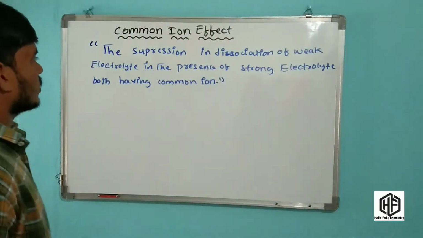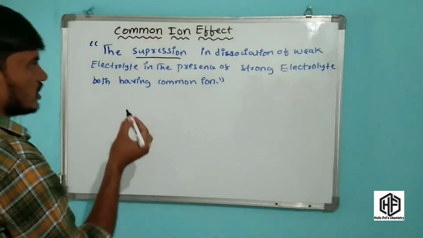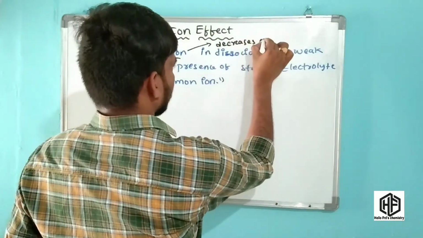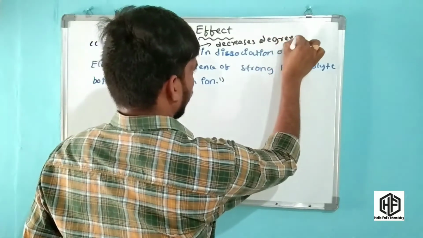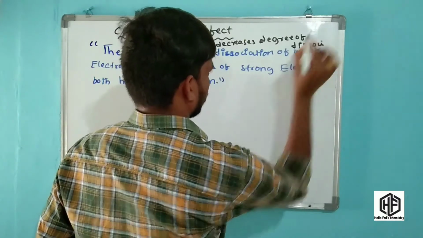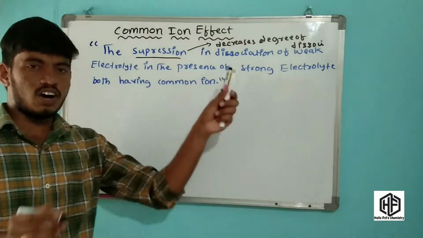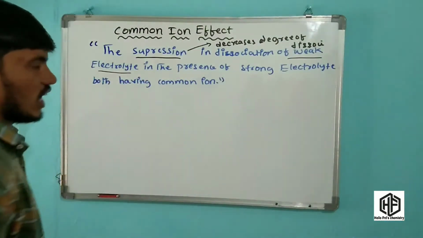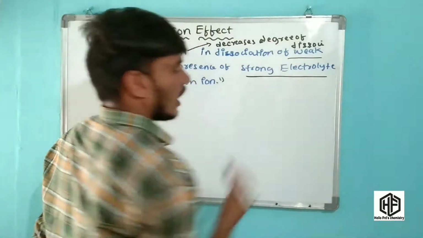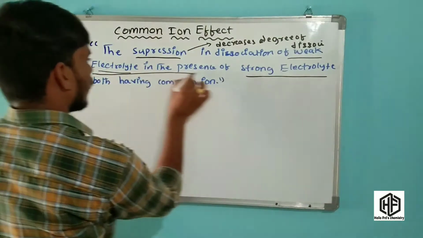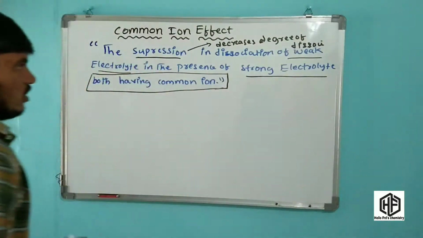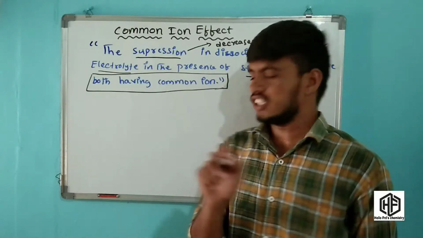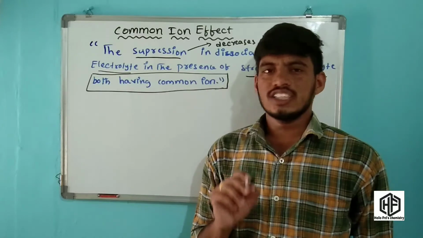Friends, what is the common ion effect? Suppression means decrease in the degree of dissociation of a weak electrolyte. The degree of dissociation of the weak electrolyte decreases in the presence of a strong electrolyte, with the condition that both have a common ion. This is called the common ion effect.